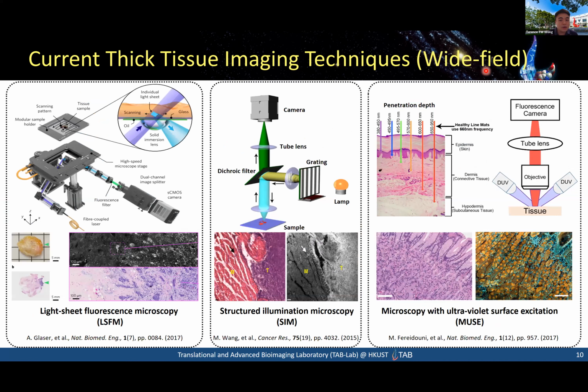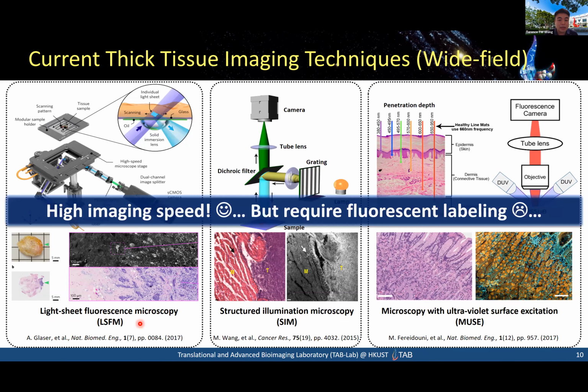Another category, which is indeed fairly fast in terms of imaging, is wide field. I believe many of you may know light sheet fluorescence microscopy, structured illumination microscopy, or the relatively new microscopy with ultraviolet surface excitation. All these three are wide field and much faster, but the drawback is they rely on exogenous fluorescence labeling. So the sample preparation steps get longer.